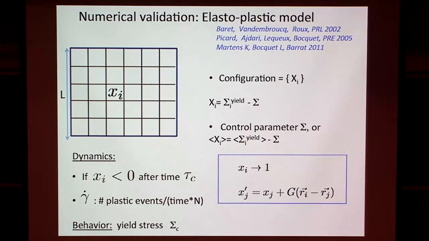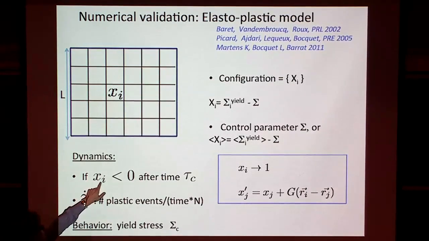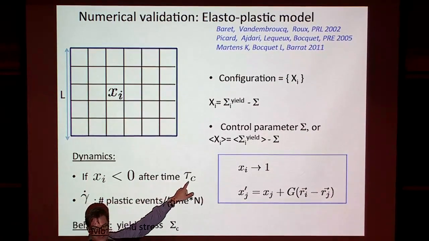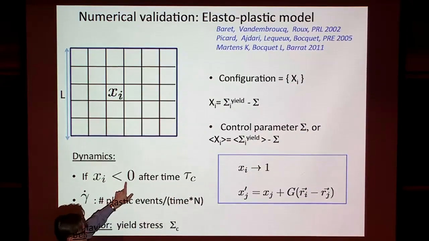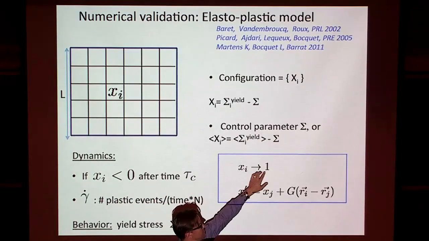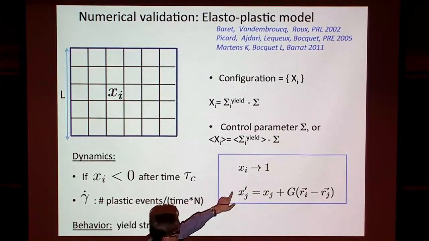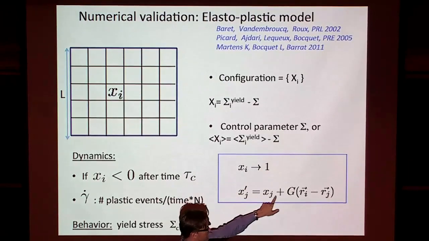Such a model captures a lot of the yielding transition. So what is the dynamical rule? If x is smaller than 0, you must have some rearrangement. So you say that after some time tau_c, the system rearranges. The site i gets stabilized by some random value, and the other sites get a kick, which is this propagator.